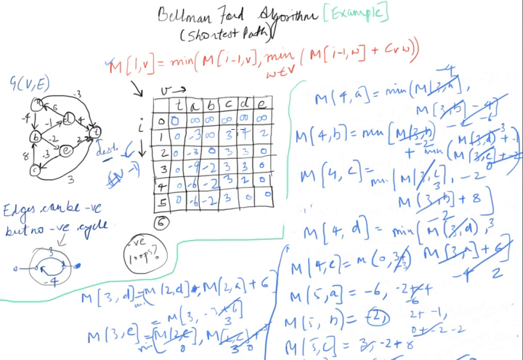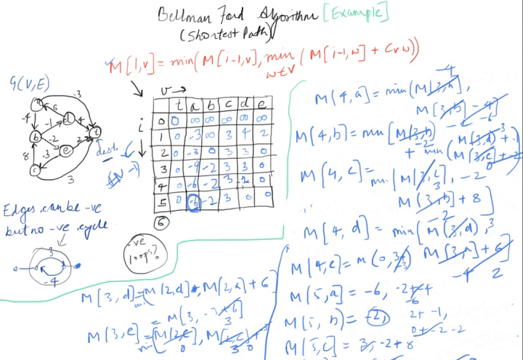So this is finally the matrix that I got after solving this equation on this graph, and it turns out A has the smallest distance to the destination node T, with value minus 6.